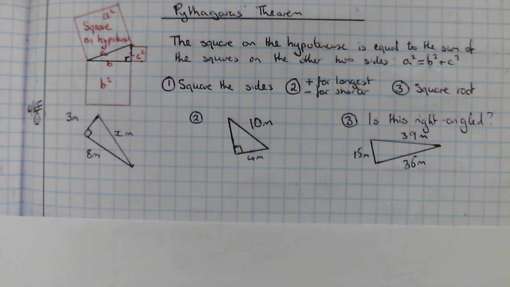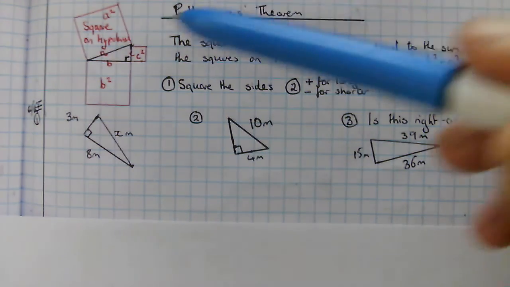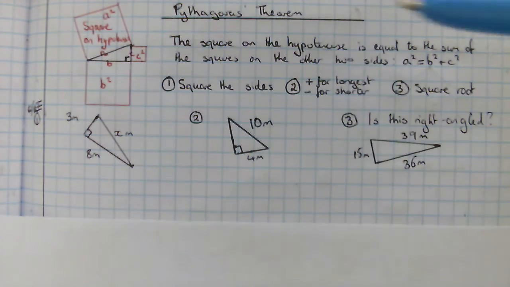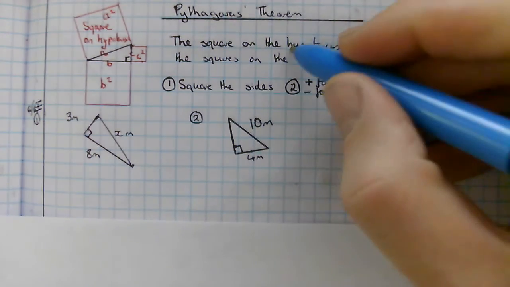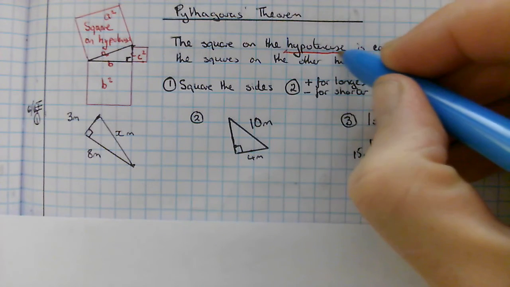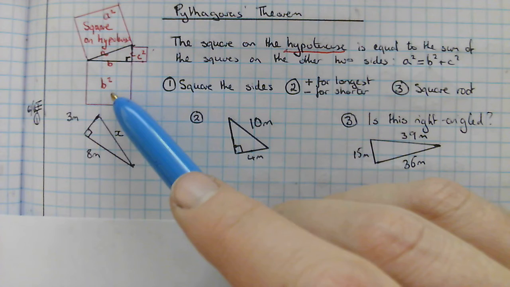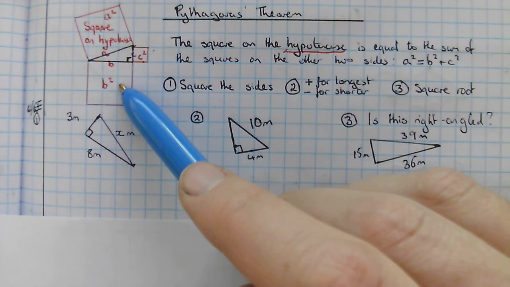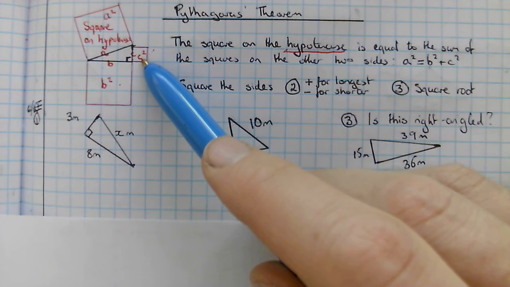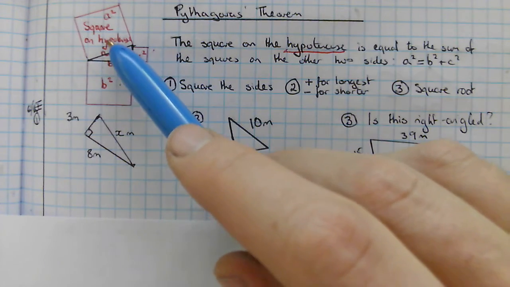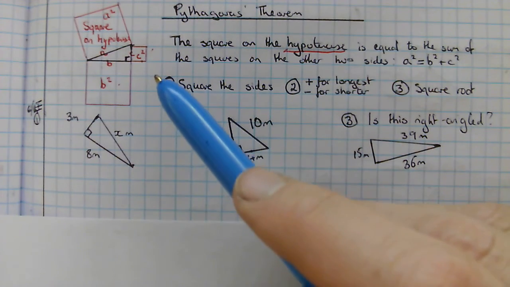And what Pythagoras' theorem says is that the area of the biggest square that you could draw on a right-angled triangle, which is on this longest side, which is called the hypotenuse, is equal to the area of the other two squares together. So this square, b squared, added to this square, c squared, would give me this area, a squared. And we can see that that's right.